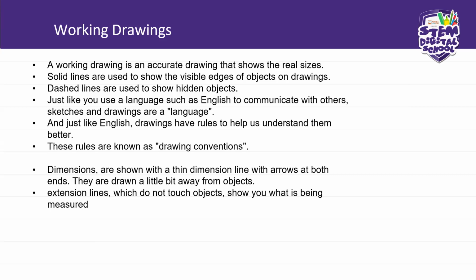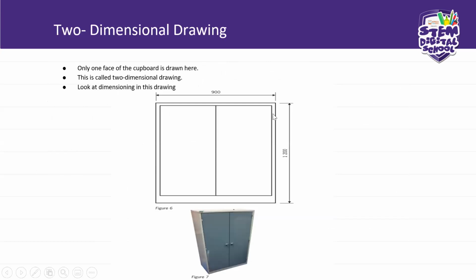Do you understand me? Now, the dimensions are shown with a thin dimension line with arrows at both ends. They are drawn a little bit far away from objects. When you dimension your drawing, you see, here are your dimension lines. You leave a space. You don't just draw your arrow against the drawing. You leave a space, okay? A space of about a centimeter, that is 10 millimeters. Leave that space and then you draw the dimension line. Don't bring it too close to the drawing.